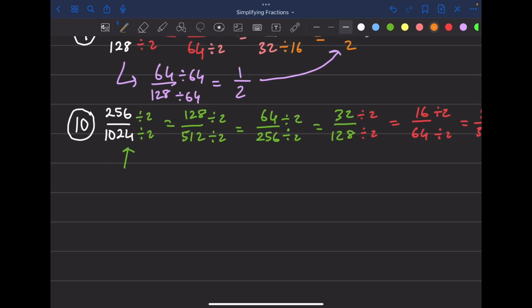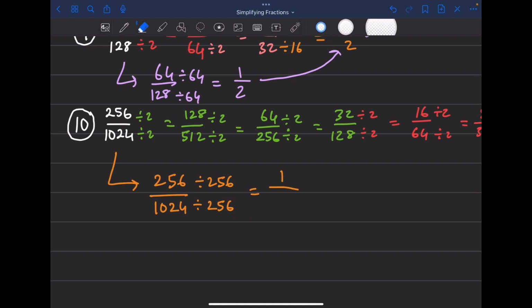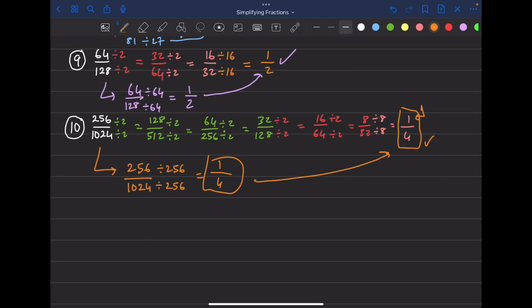And, like I said in the beginning, I noticed that you could have divided this by 256. So 256 over 1024, we could have done this, so divide by 256, and then divide by 256. This would have given you 1 over 1024 divided by 256 is 4. So 1 over 4, and we are done. Once again, same answer no matter what, just how fast you see the answer.